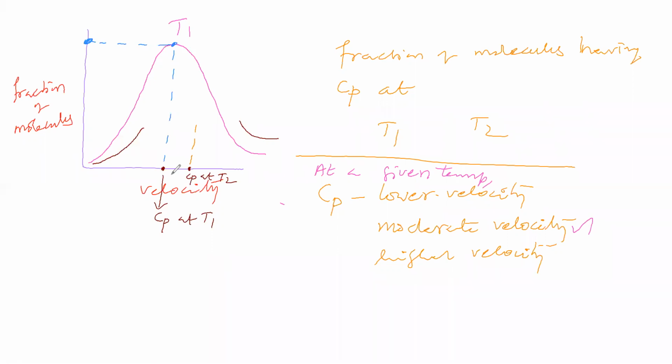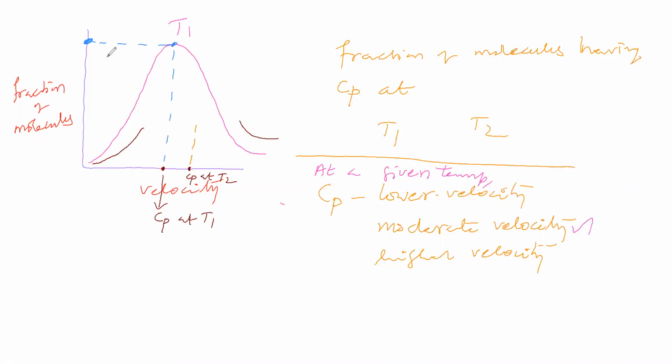Okay. Now see that it is the higher velocity side. Higher velocity side is having a less fraction of molecules. It is the lower velocity side. Lower velocity side is having a less fraction of molecules. It is moderate velocity. Moderate velocity is possessed by a high fraction of molecules, isn't it?